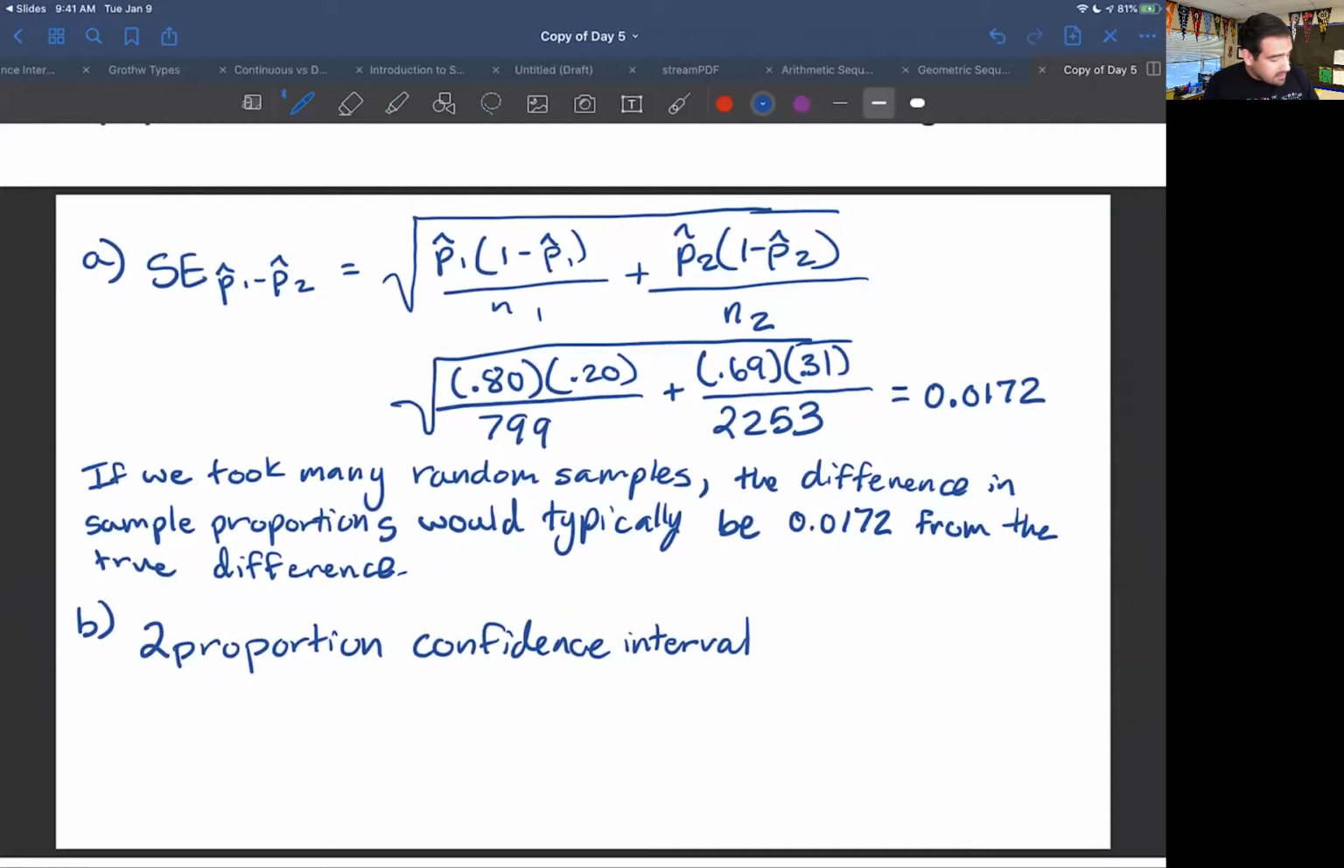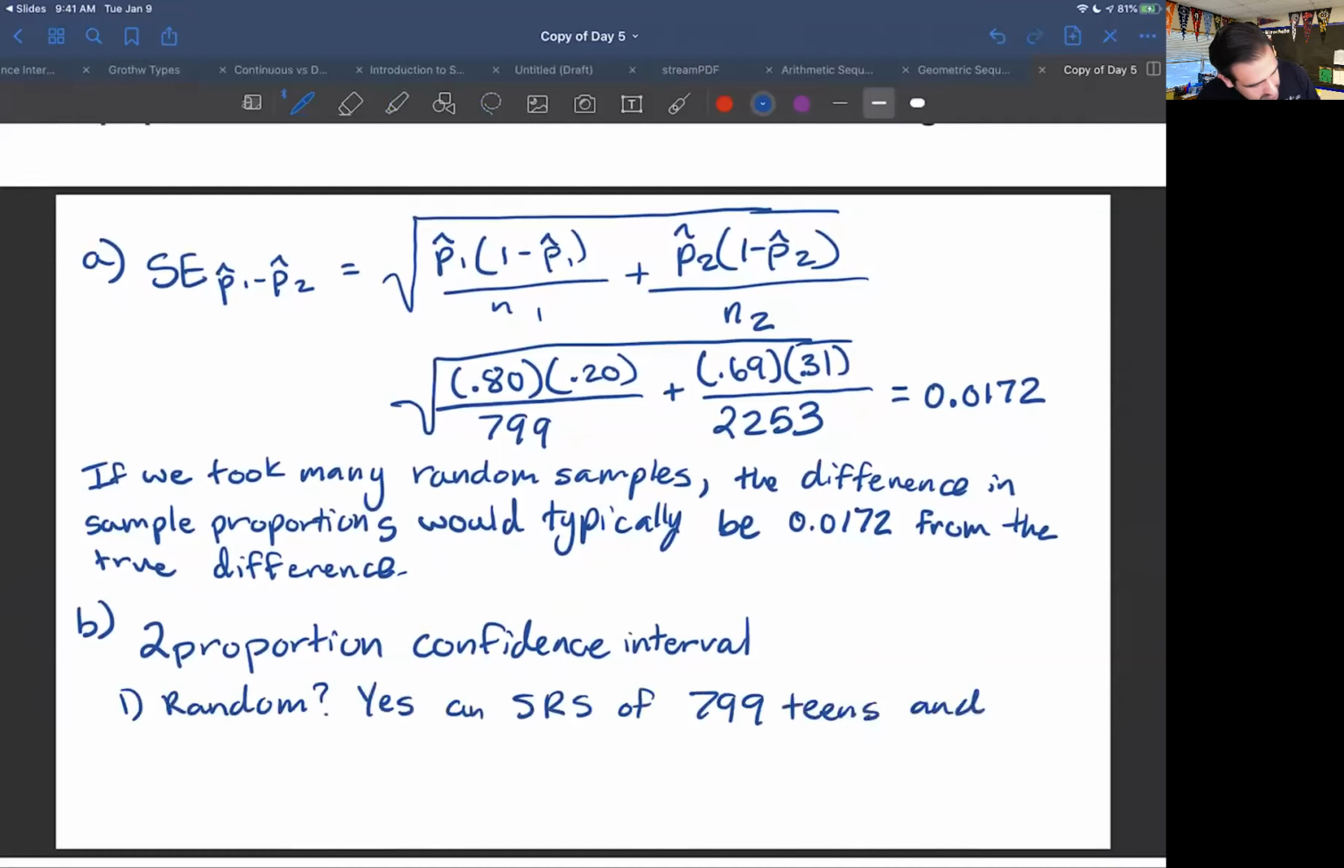And we know all of our information. We've already talked about it, but I need to check my conditions. 1, is it random? You can say yes. An SRS of 799 teens and 2,253 adults were collected.